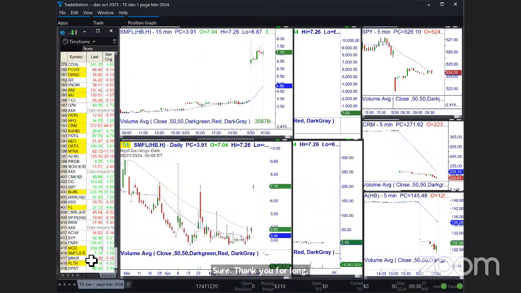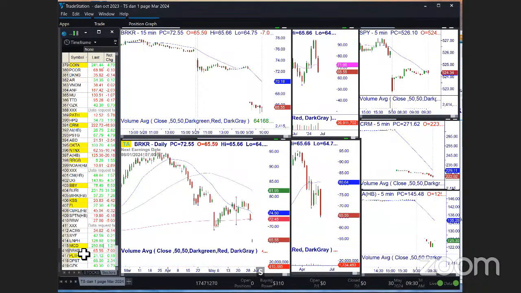SMFL, that's a big old gap. I don't know what's up with that. Broker. This was not earnings, so I don't know what happened to Broker.